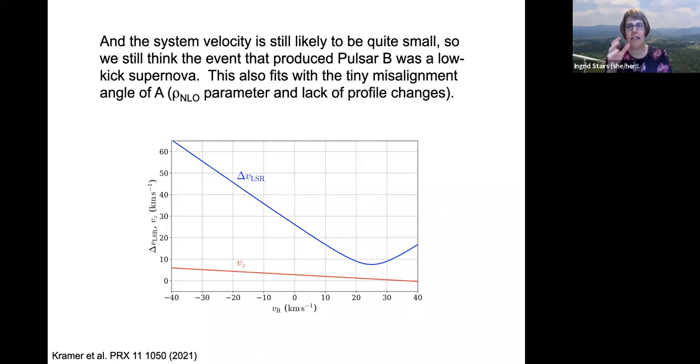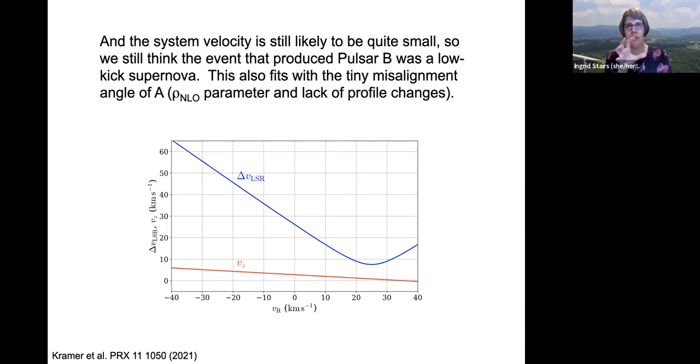So this ties in with the tiny misalignment angle of A, the fact that it's rotating prograde, because if you have the small system velocity, one of the implications of that is that the supernova event that produced pulsar B was quite symmetrical. Right, it might have been one of these sort of electron capture supernovae or ultra-stripped helium progenitors that Thomas Tauris likes to talk about.